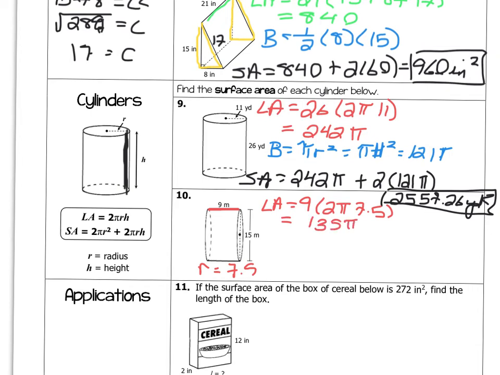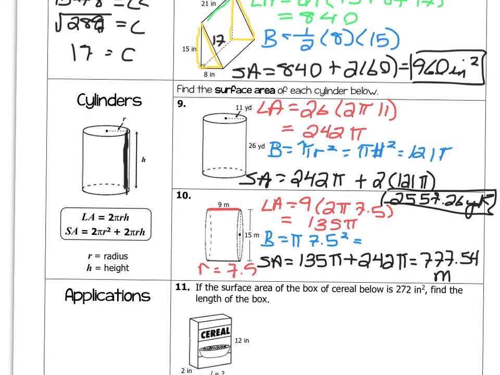So now what I want to do is I want to do the area of my base, which is going to be pi r squared. So all together, when I do the surface area, it's going to be my lateral area, which is 135 pi, plus my two bases, which is 242 pi. And when you plug it into the calculator, you end up with 777.54 meters squared.